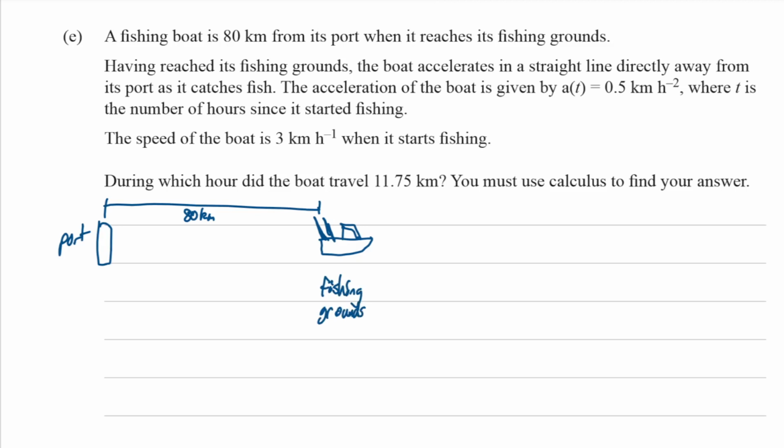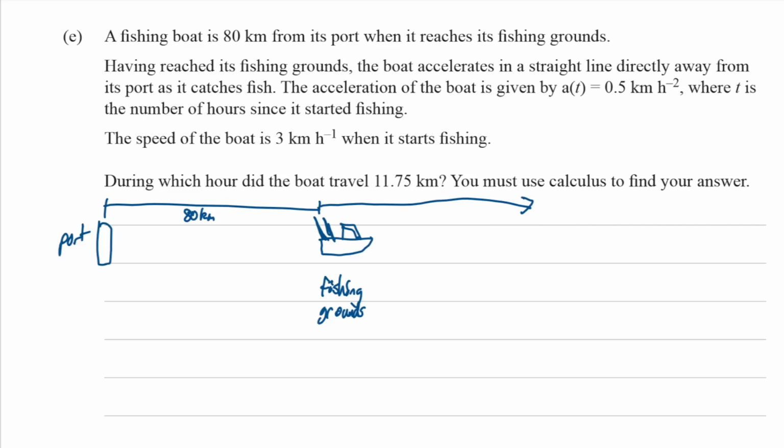It accelerates in a straight line directly away from its port. So it's going to continue. In this case, I've drawn it to the right, but direction doesn't matter, as long as it's going away from the port. We are given the acceleration as a function of time in terms of hours. Now, the speed of the boat is 3 kilometers per hour when it starts fishing. During which hour did the boat travel 11.75 kilometers?